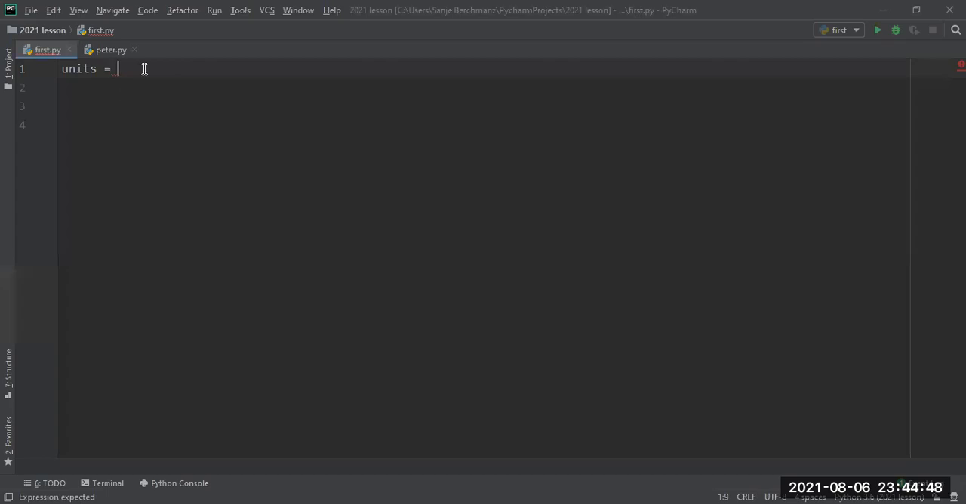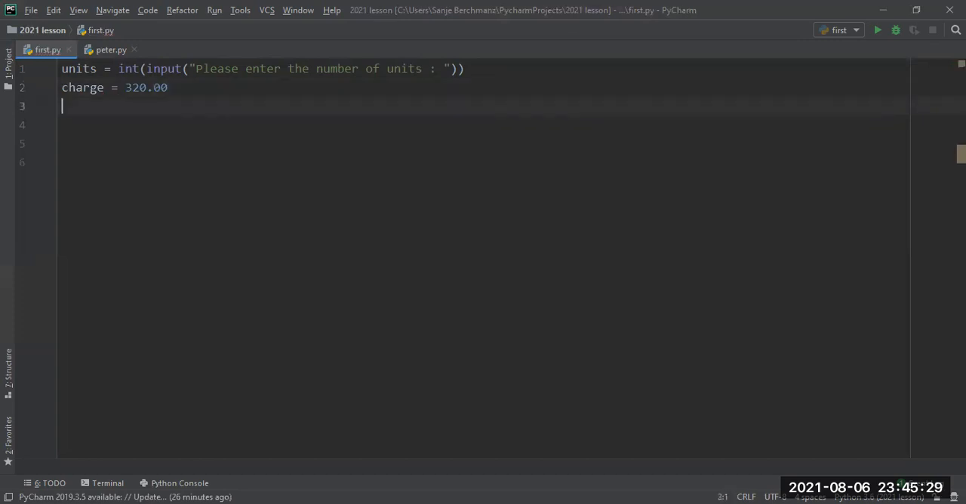So units is a variable and I'm going to take an integer input. For that, I would say, please enter the number of units. Okay, so that will be the units and we say the cost or the charge, right? Charge is equal to 320.00 because this is a real amount that we are dealing with.